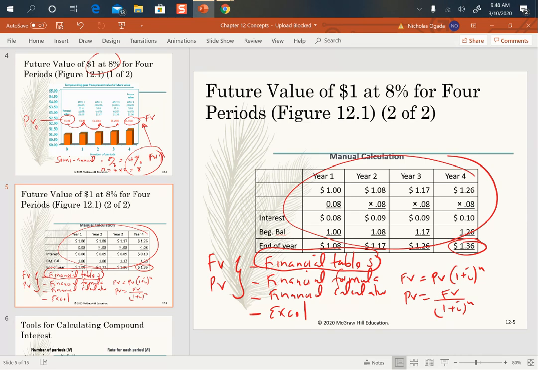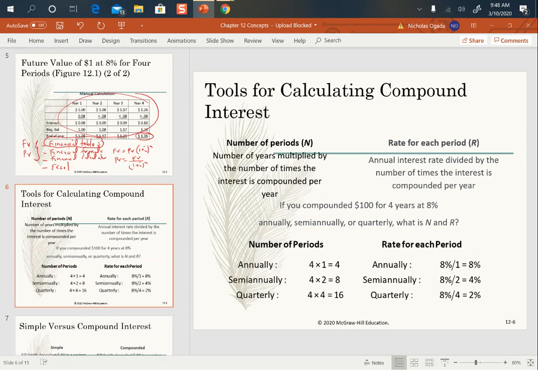Because the knowledge you're getting in this chapter is going to be crucial in other courses, especially in accounting and also in finance. So knowing the other methods or techniques is crucial when it comes to those issues. Those are basically the tools. Again, keep in mind that knowing the number of periods is very key. Knowing the rate per period is key, and that will help you solve the problem. So make sure you understand the number of periods we are referring to.